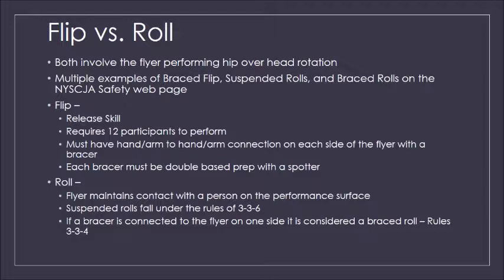A roll, on the other hand, has a flyer maintaining contact with a person on the performance surface. Suspended rolls are going to fall under the rules of 336. If a bracer is connected to a flyer on one side, it's considered a braced roll, which falls under rules for 334. Let's take a look at some video examples.